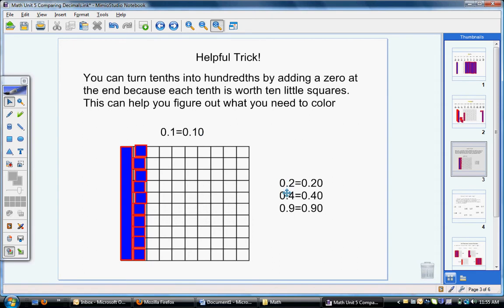Same goes down here. 2/10 is the same as 20 hundredths. I just added a 0 on the end. 4/10, that's the same as 40 hundredths. 9/10, that's the same as 90 hundredths. I can add a 0 on the end and it won't change anything.